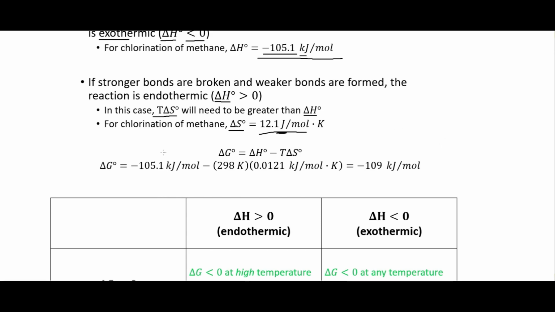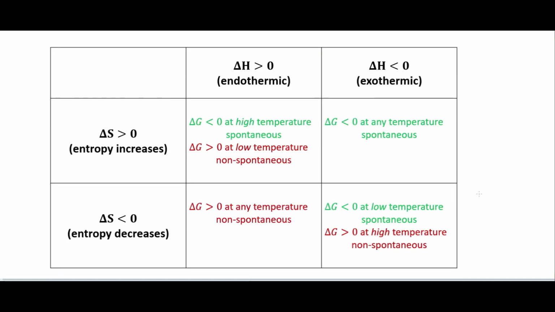If we look at this for our chlorination of methane, we have the negative 105.1 kilojoules per mole here for enthalpy. We're looking at room temperature here, so about 298 Kelvin. And so this is then converted, the entropy, into kilojoules per mole. And so we end up with negative 109 kilojoules per mole. In your general chemistry, you may have seen a table that looks like this.